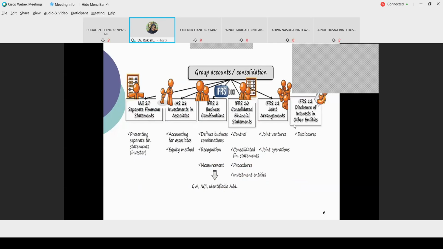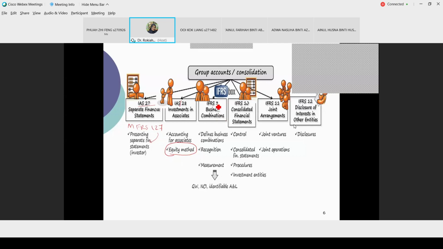So one you have here is 127. This is IAS. When we convert to Malaysian, MFRS becomes 127. So 127 deals with the preparation and presentation of a separate financial statement. And then we have 128 here. MFRS 128 relates to the investment in associate. So this is the standard dealing with the accounting for associate. We are using the equity method. So for associate, we are going to use the equity method.